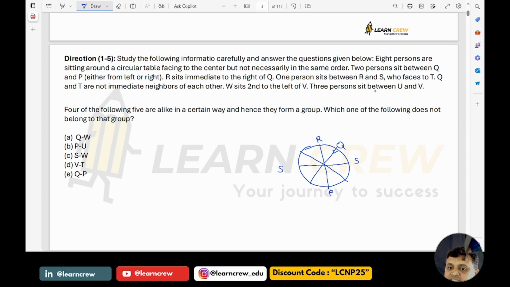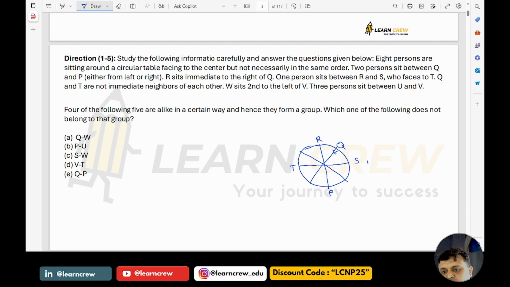And it is given that S faces T. If S is here, T would be here. Q and T are not immediate neighbors of each other. So here you should not have T. So definitely you should have S here. You should have T here. Now, next one.